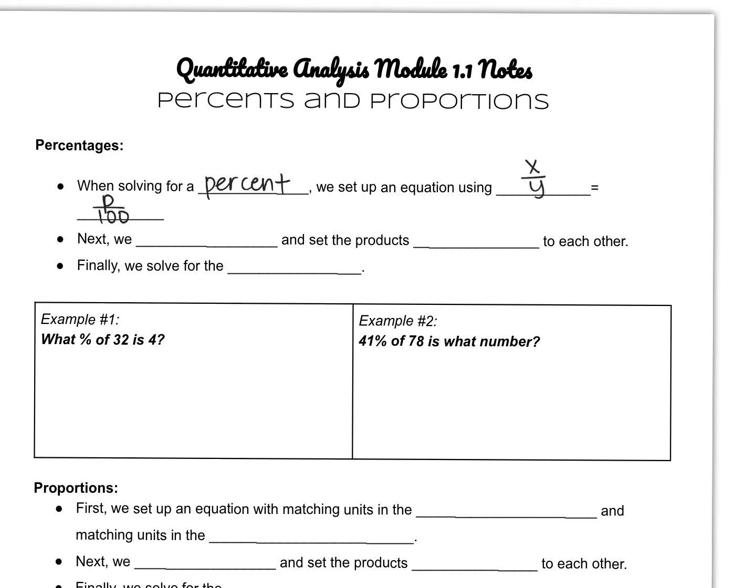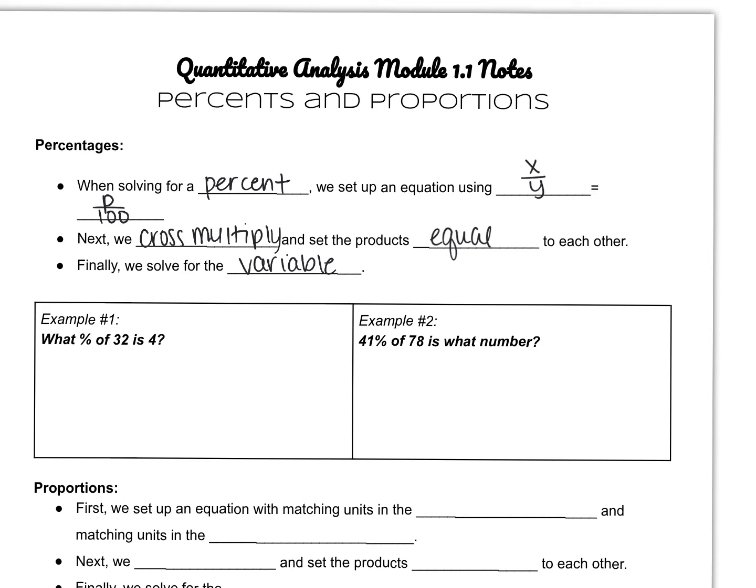Now you have to be given 2 out of the 3. So you can be given the value and the total and solve for the percent. You can be given the total and the percent and solve for the value, or you can be given the value and the percent and solve for the total. So what we do next is we cross multiply and set the products equal to each other. Then we finally solve for our variable.